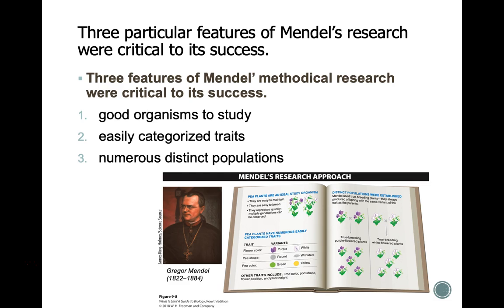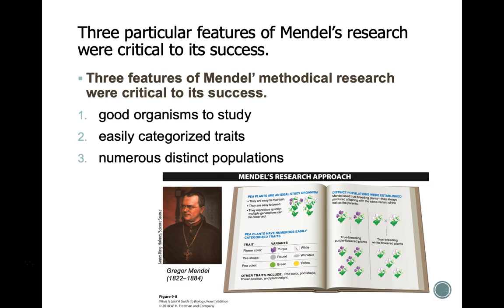So there were three features of Mendel's fantastic research that were really critical to his success and his understanding and being able to hypothesize the basis for heredity. The first is that he chose a good organism to study. Now, today, this would probably be called a model organism. A model organism is just an organism that's kind of a good representation of other similar organisms. They're usually small, they're easy to take care of, they produce a lot of offspring, they have short generation time, so you can get a lot of information from them very quickly.